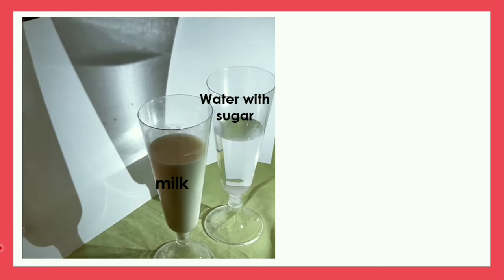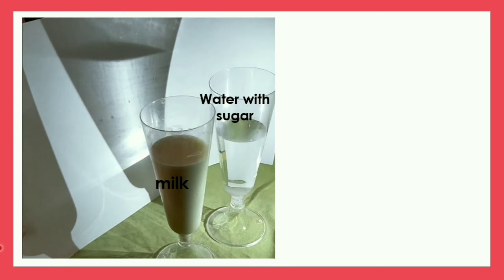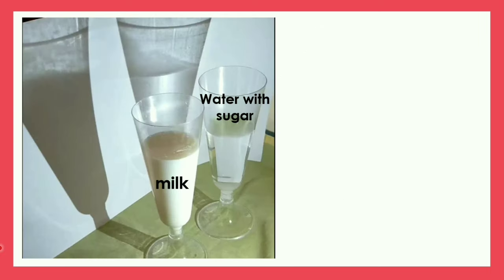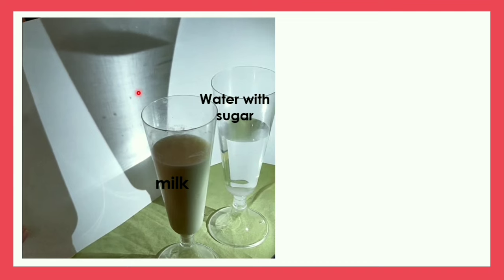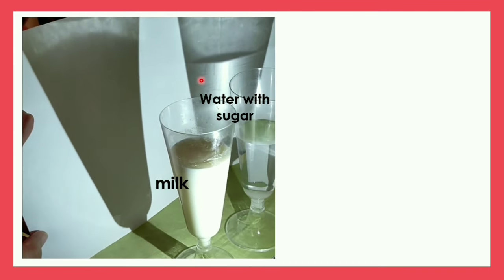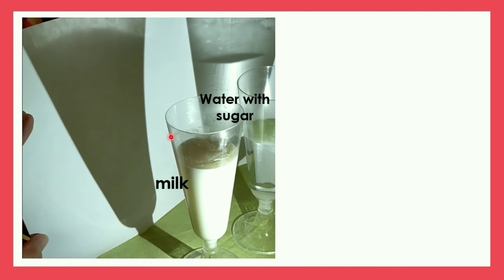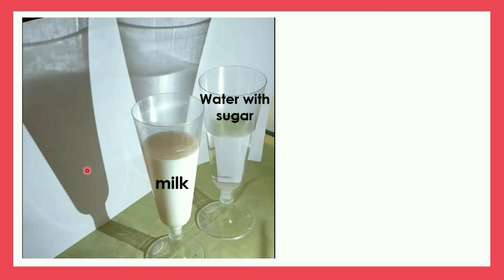Let's try to compare a homogeneous mixture sample and a colloid. For the homogeneous sample, we have here water with white sugar. And for the colloid sample, we have milk. We will be using a flashlight to demonstrate the differences between them. As you can see, the water with white sugar sample reflected the light, while in the milk sample, we can only see its shadow.